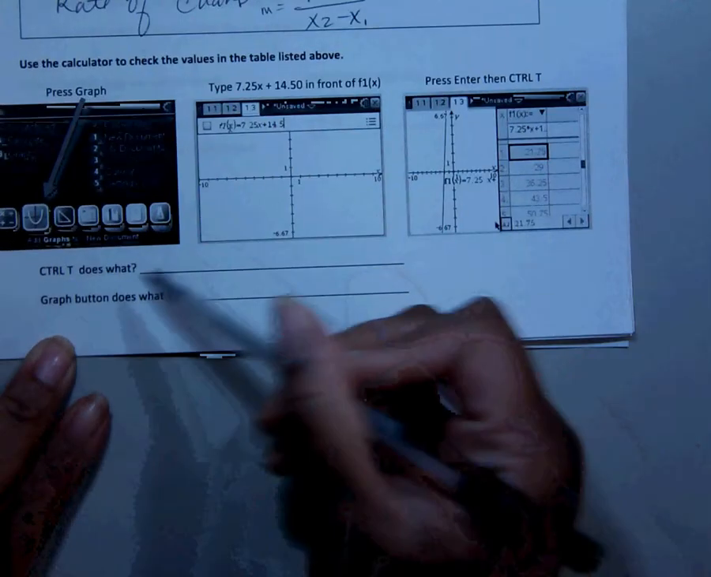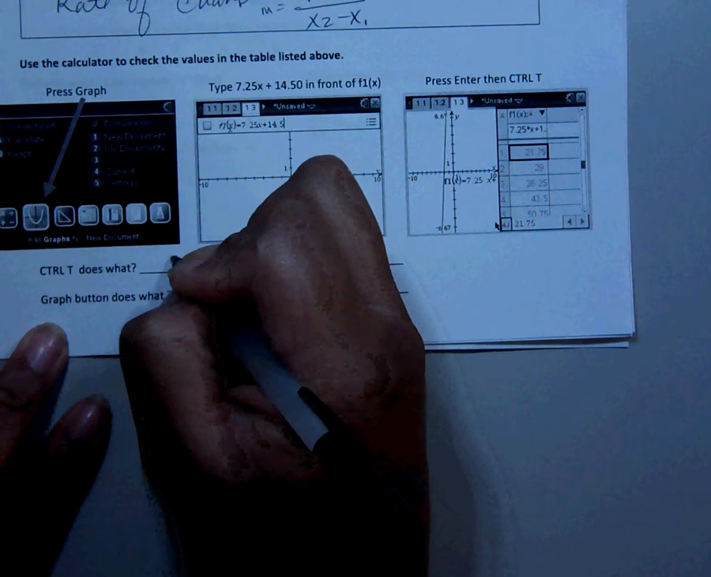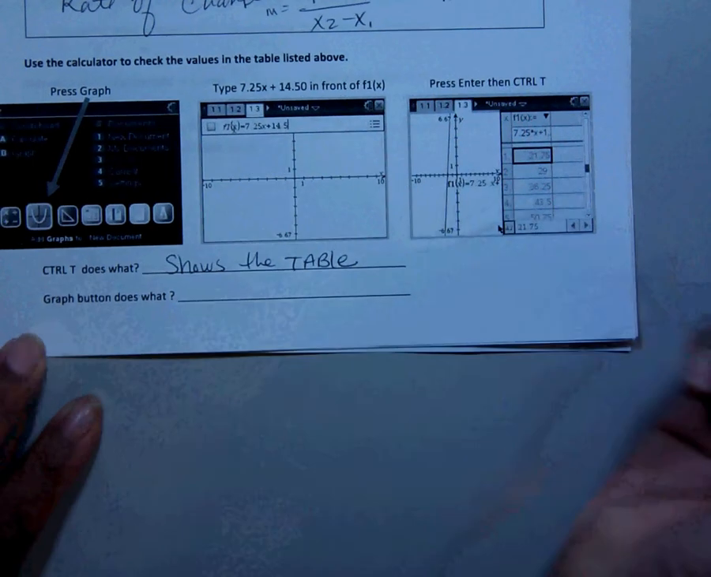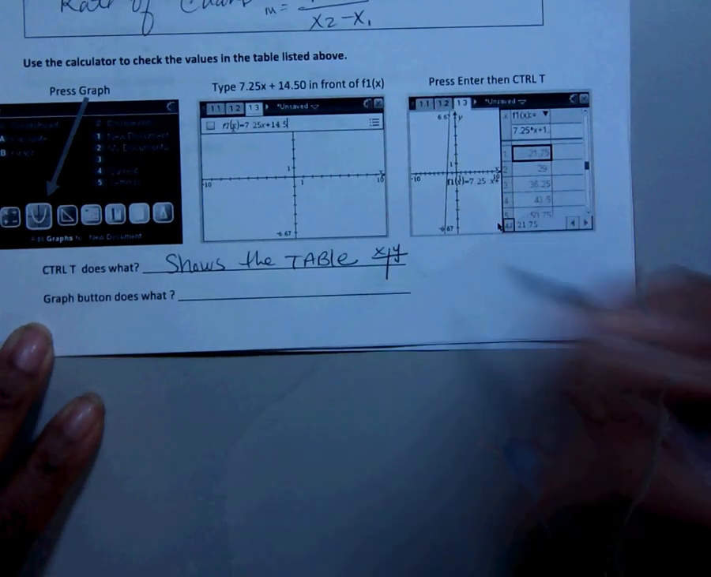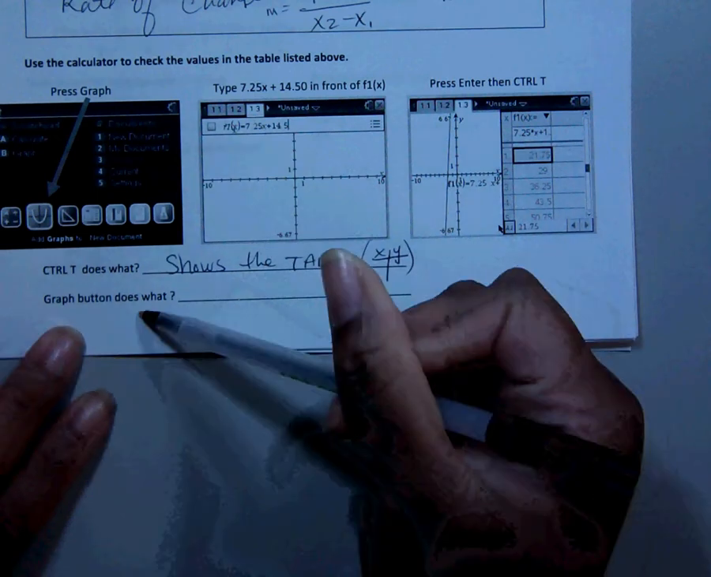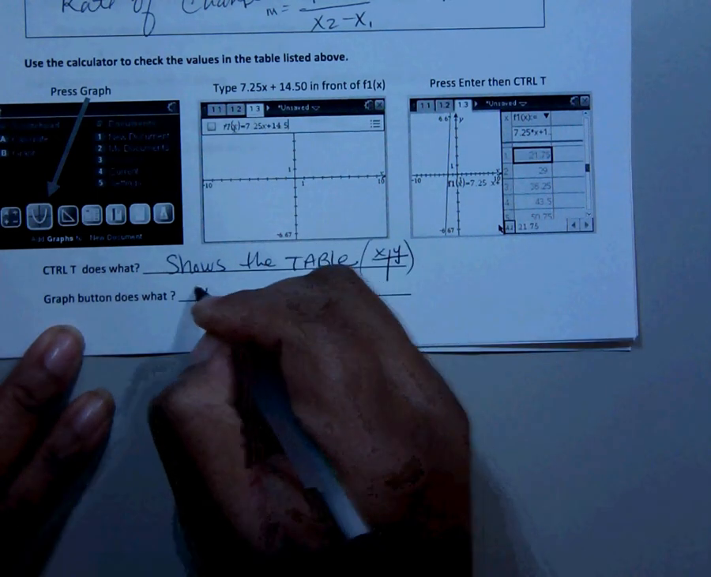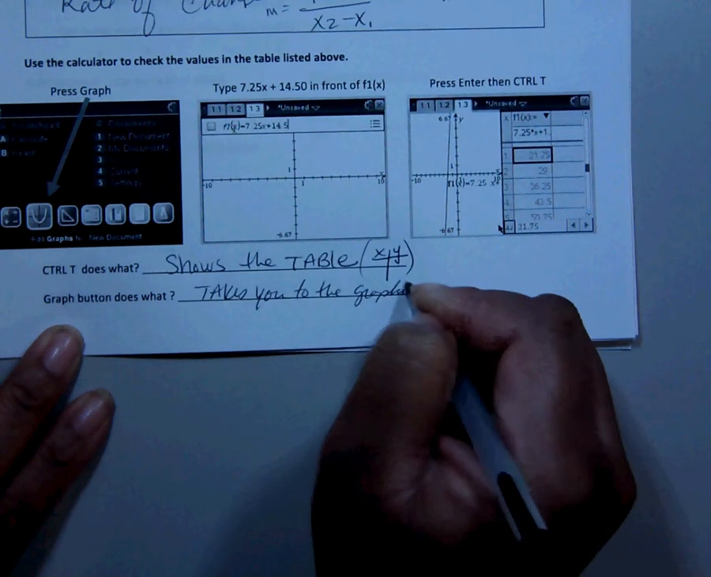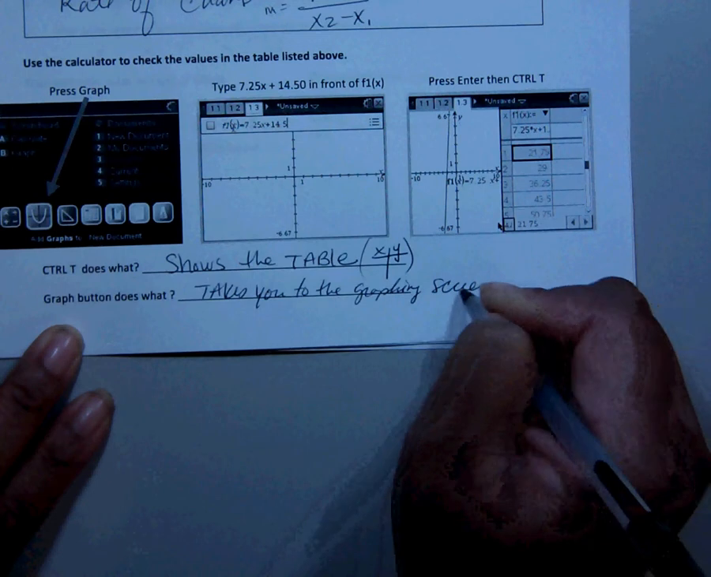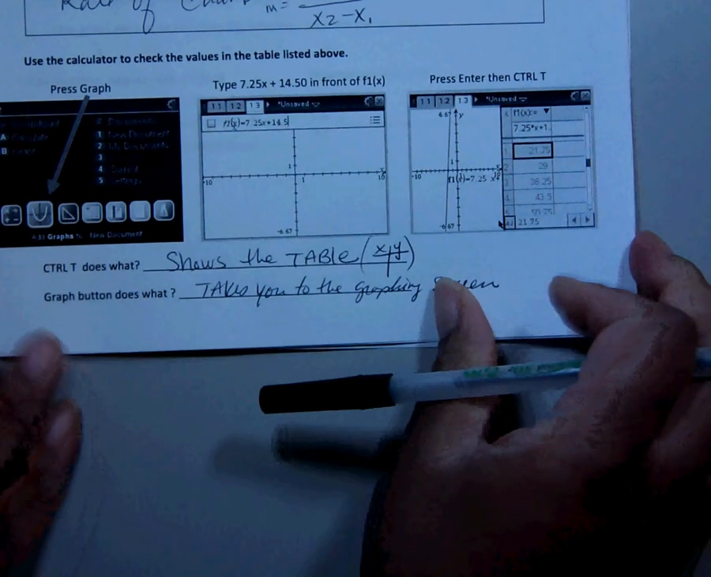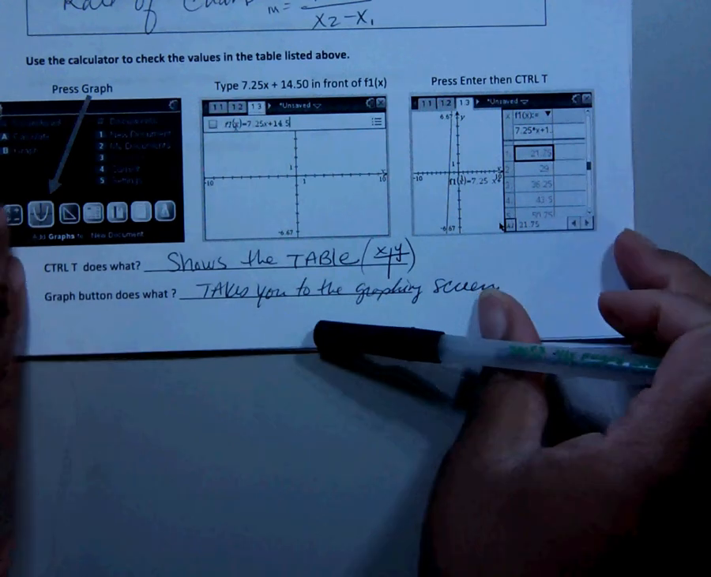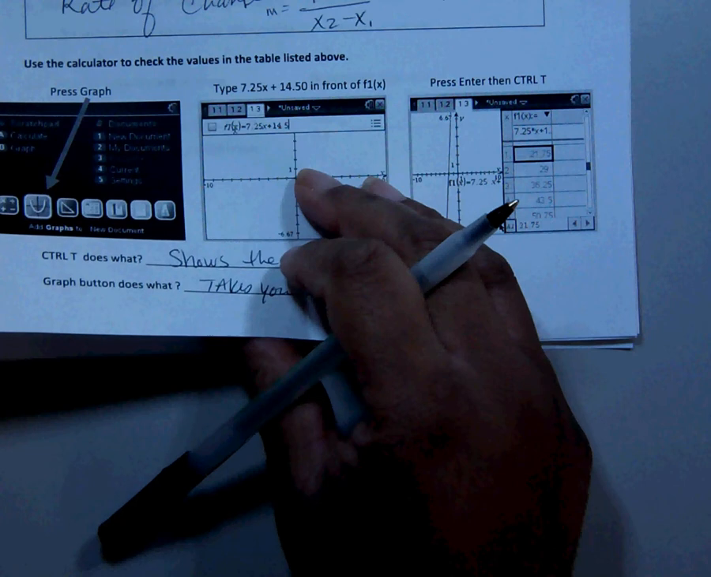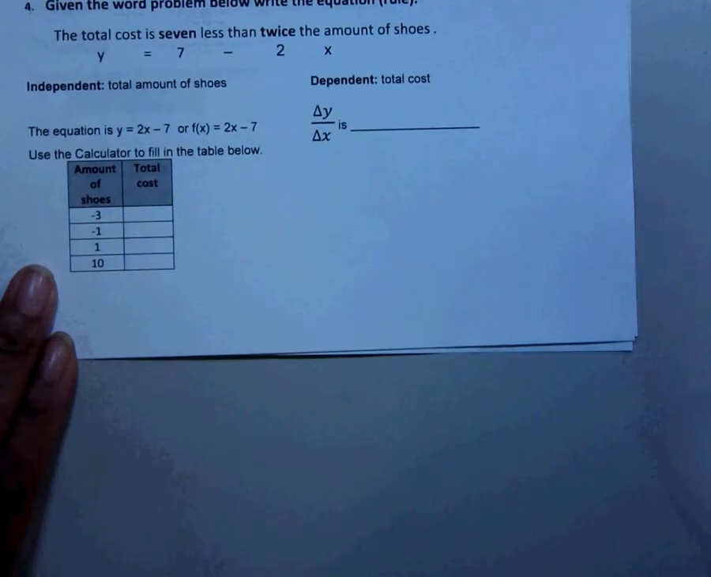It says here, Control T does what? It shows you the table. And I'm going to put X, Y. The graph button does what? Well, it takes you to the graphing screen. And so what you're going to do tomorrow when you come into class, or whenever you come into class and we're talking about slope word problems, you're going to go ahead and fill this first page out because you're going to already know the numbers and know the answers, and move on to the next page and surprise your teacher.